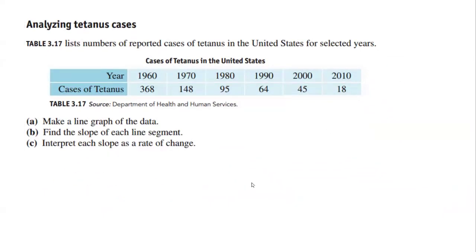Okay, it says here, analyzing tetanus cases: list the numbers of reported cases of tetanus in the United States for selected years. Okay, here we have a table for the cases, and then make a line graph of the data, find the slope of each line segment. We're just going to find one, and then interpret each slope as the rate of change.